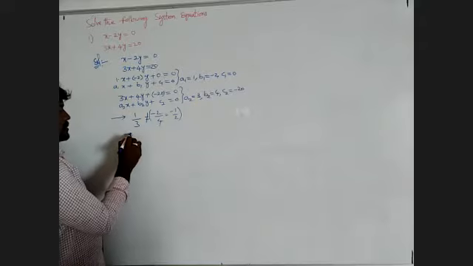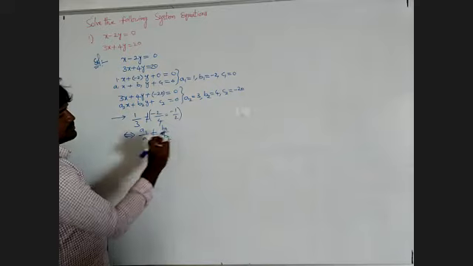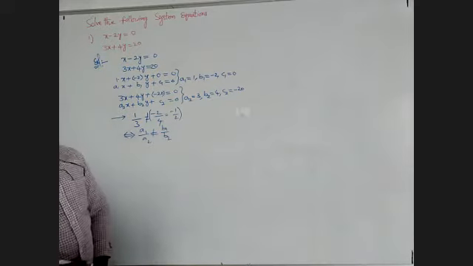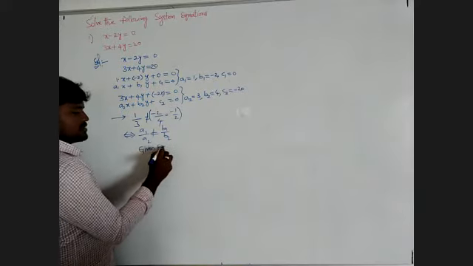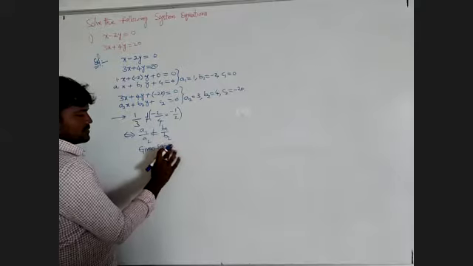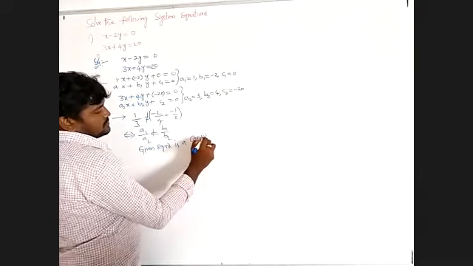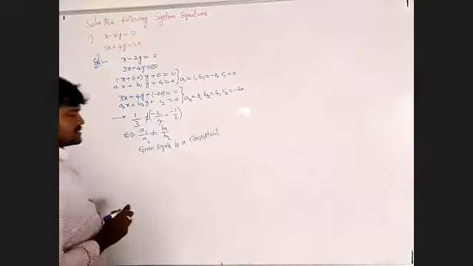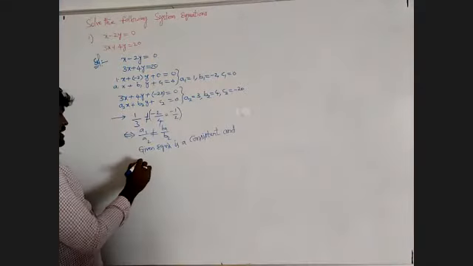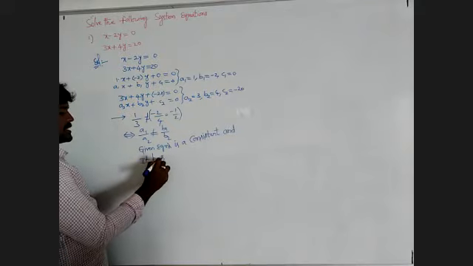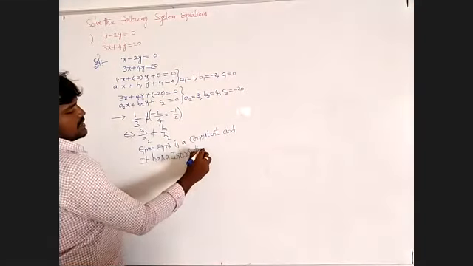When it is of the form a1 by a2 does not equal b1 by b2, the given equations are consistent and have intersecting lines.